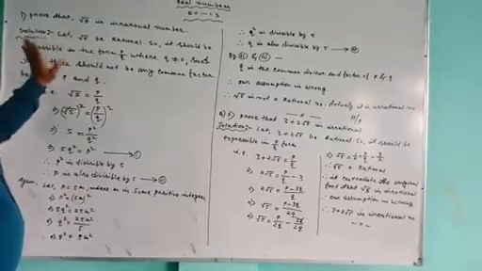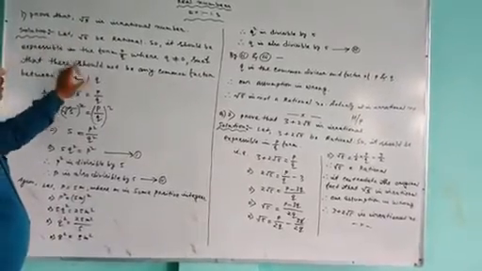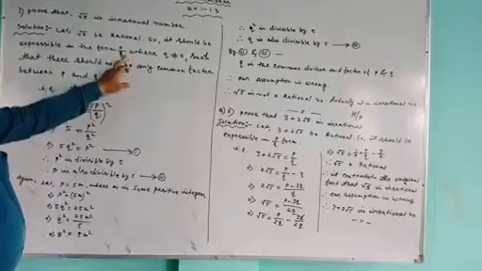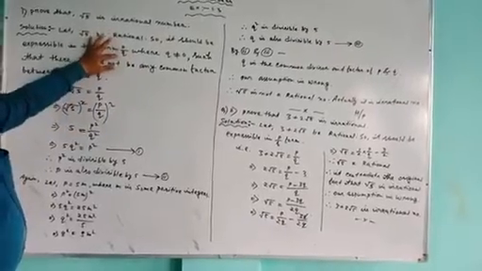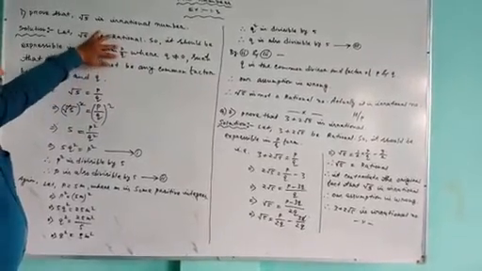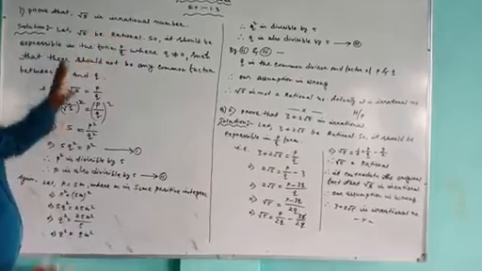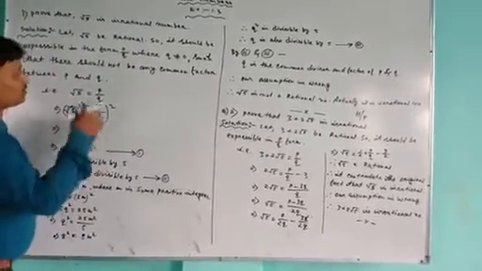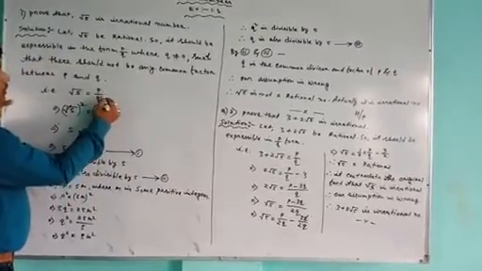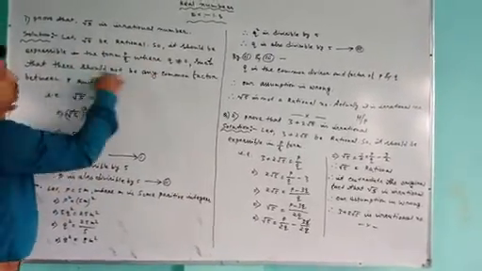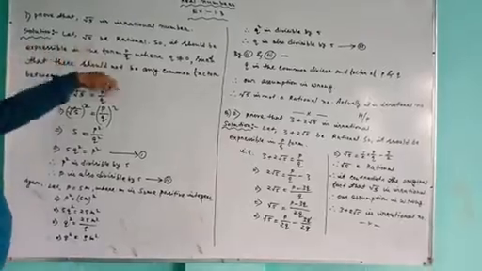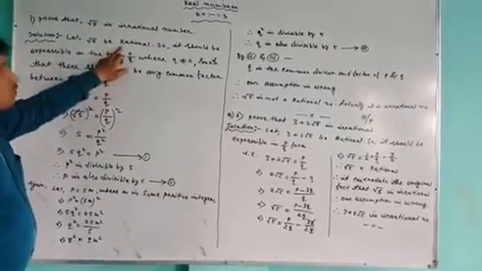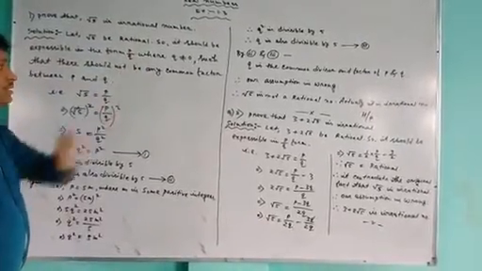If it is rational, then it can be expressed in p by q form, and there should not be any common factor between p and q. But if we can prove that there is a common factor between p and q, that means our assumption is wrong. Our assumption is wrong means what? What is the correct one? It is not rational, it is irrational.